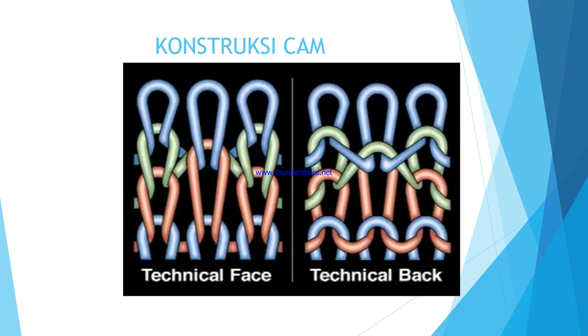The pattern on the left shows the technical face for a tuck stitch. Follow the green shaded course of yarn across the pattern, and it looks like a loop has been tucked behind another. The pattern on the right shows the technical back for a tuck stitch. From the back, the tuck is more visible to the eye. How is a tuck stitch made?